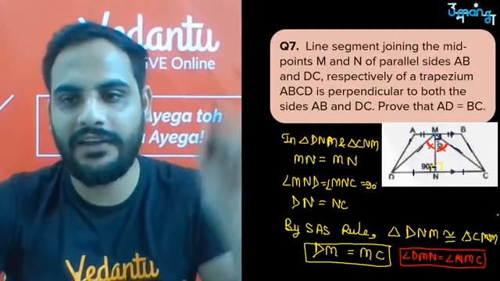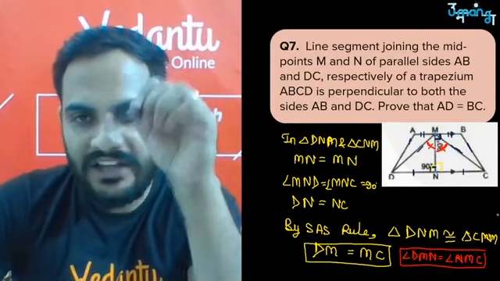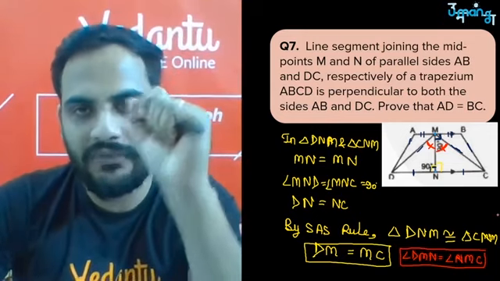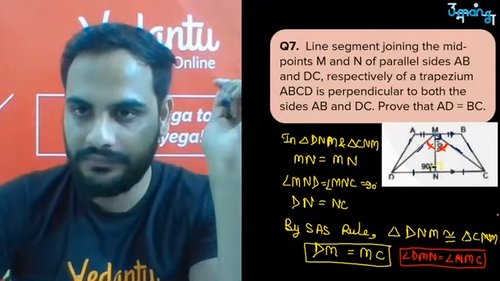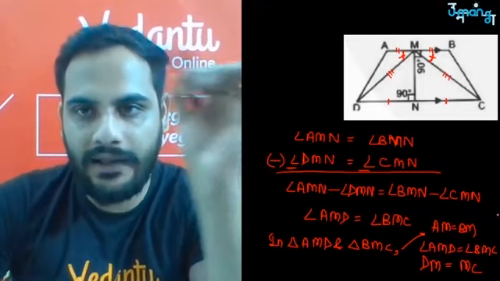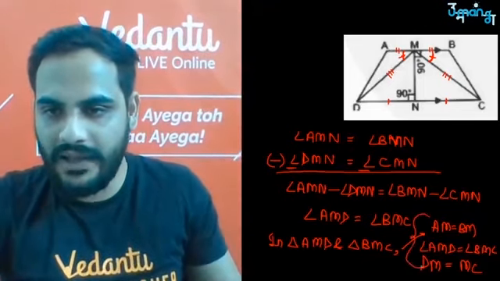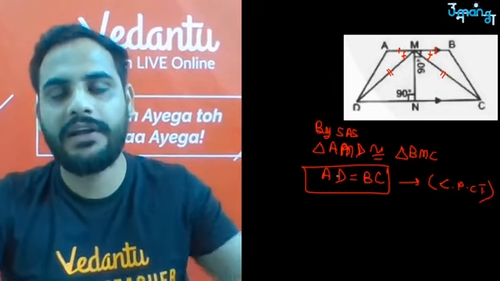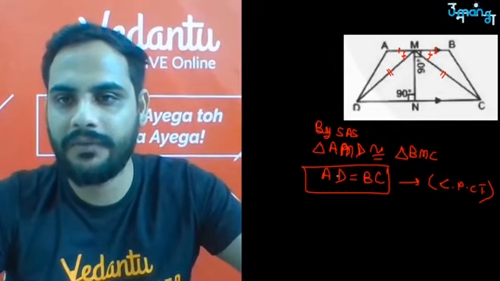So it is a slightly lengthy question. First you prove triangle DMN and triangle CMN congruent. Once they are congruent, you get DM equal to MC and angle DMN equal to angle CMN. From that you further get that angle AMD is equal to angle BMC. After that, by the SAS rule, you prove that these two triangles are congruent, and if they are congruent, AD is equal to BC.